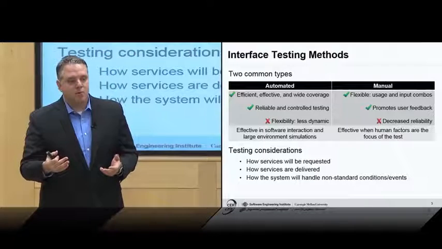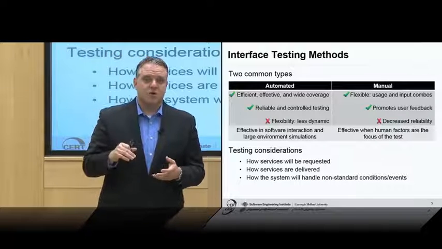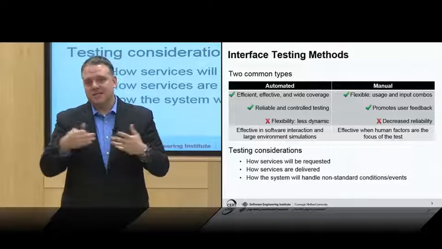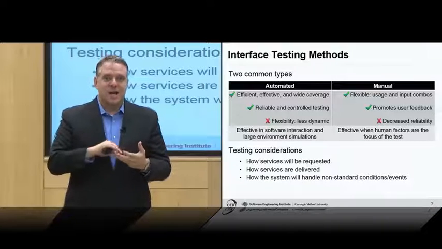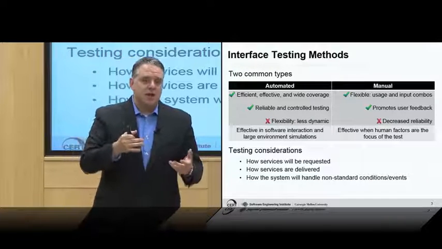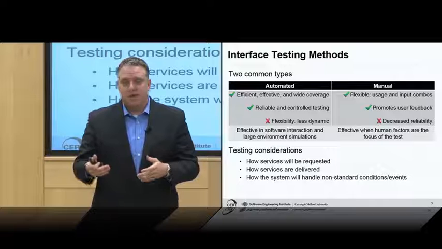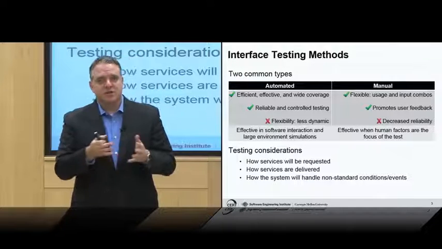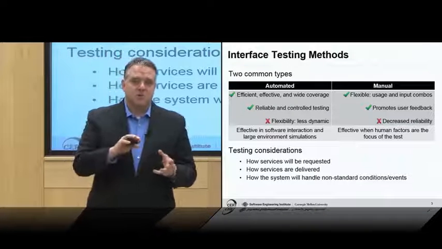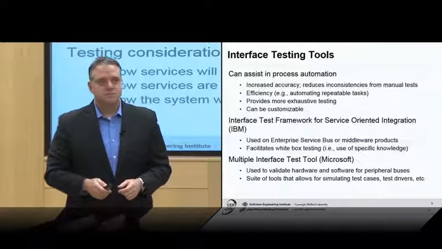From a consideration standpoint, you really want to look at how services are requested and delivered. In other words, how individual components within the application are requested, how data gets delivered, and whether that actually works the way that the program is intended to. And then you also want to look at how the system handles non-standard conventions or events or input. This starts to cross the line into, instead of interface testing, misuse case testing. But it's all focused on the standpoint of, am I looking at individual components and do they work?